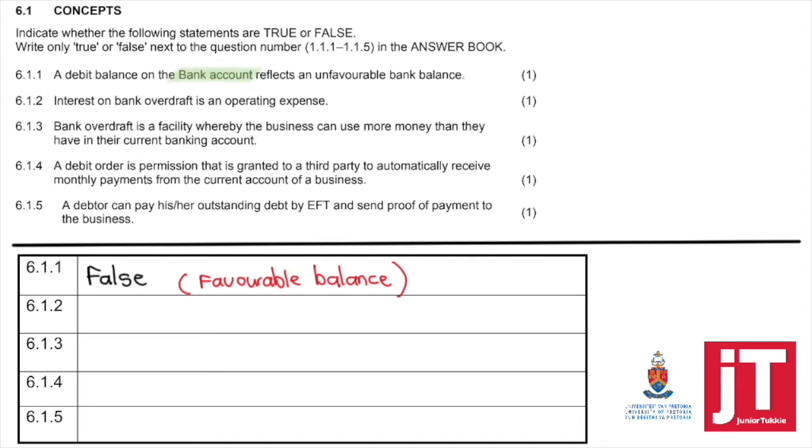Question number 2, interest on the bank overdraft is an operating expense. This is also false. Interest on overdraft is the cost of borrowing money. It doesn't form part of your operating expenses.